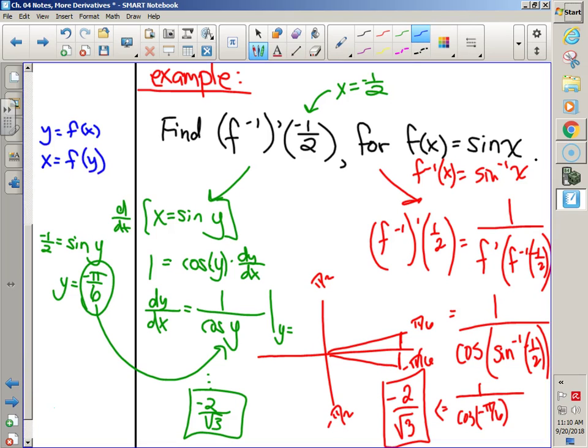You could do that. You could do d dx of both sides. You could actually find the formula every time if you wanted to. I just don't know if that's really that much easier.